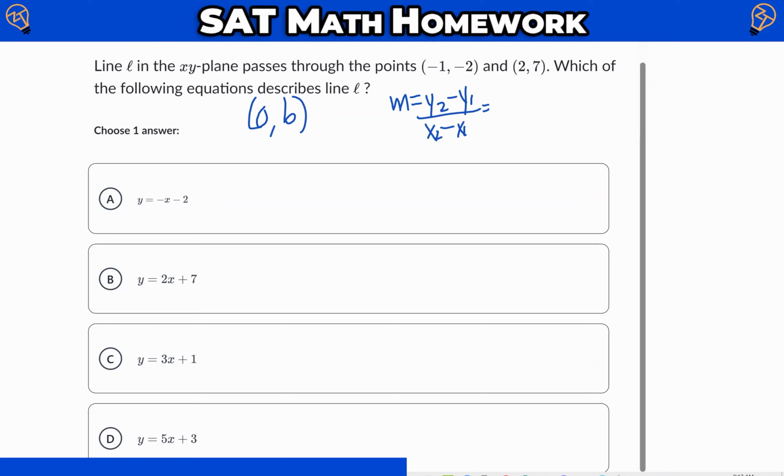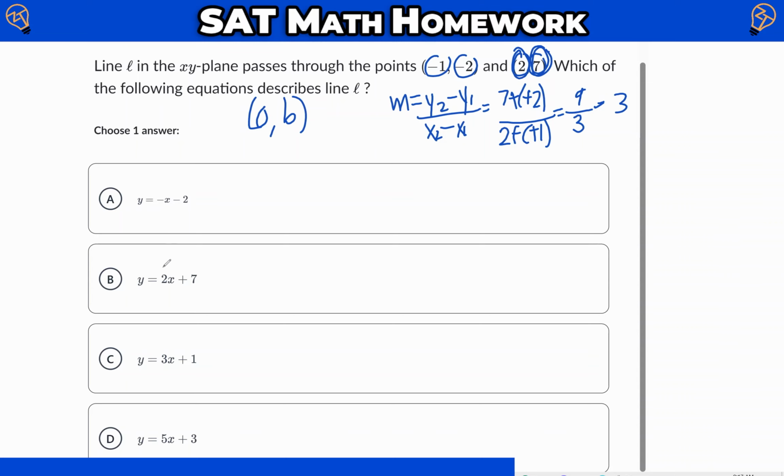And so let's say if I do 7 minus -2 up top, then I'm going to do 2 minus -1 on the bottom. You have to be consistent. So if I started with this y, I have to start with this x. And then minus and negative is the same as plus, which we have on the top and bottom. So we get 9 over 3. That gives us 3.